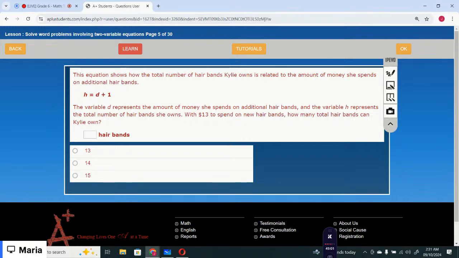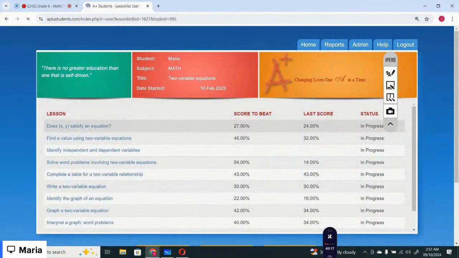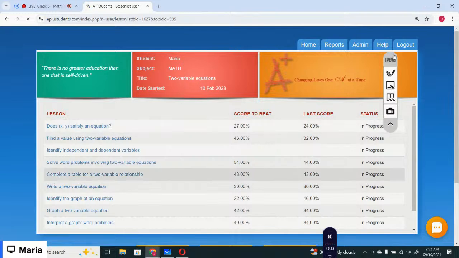The correct option is, very good, option number two. Okay, you can complete the lesson by yourself later today. Let me just move on to the next lesson. And the next lesson is: complete a table for two variable relationship.